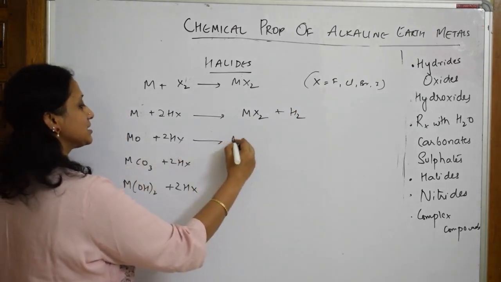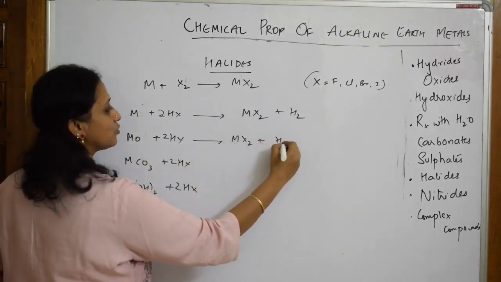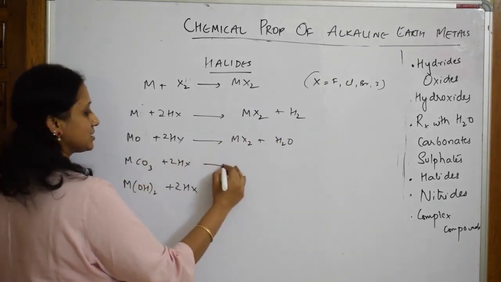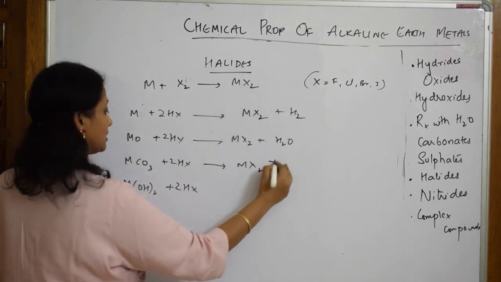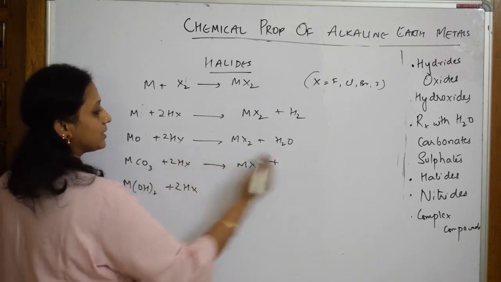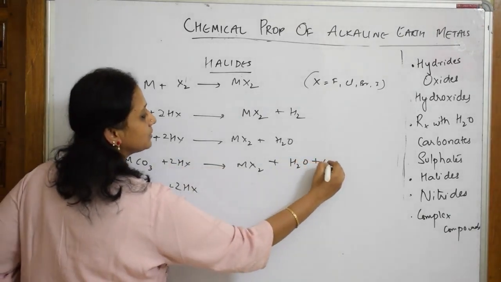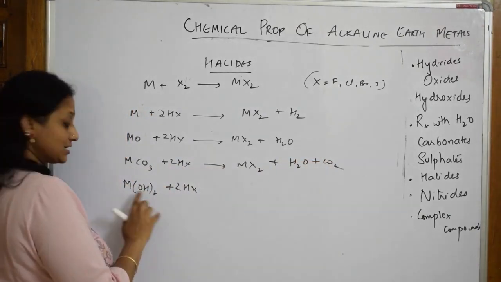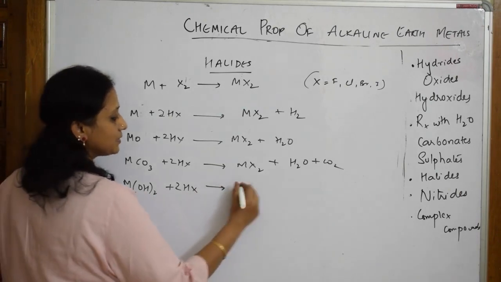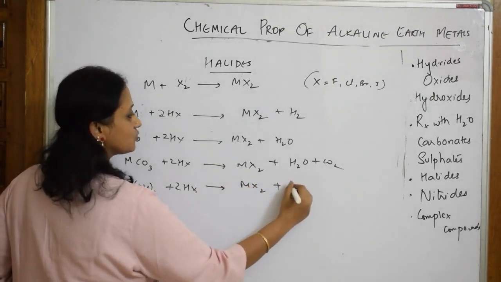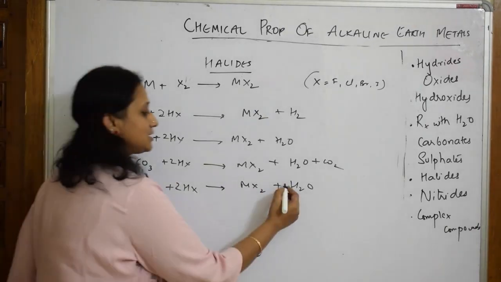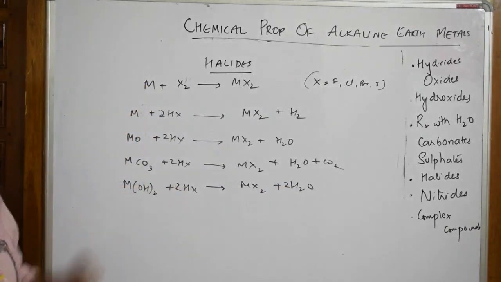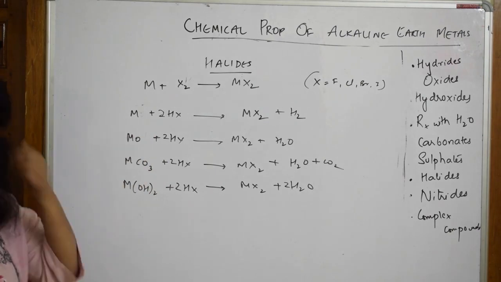In this case, MX2 and water. In this case, it's going to form again the same type of salt, MX2, and what will I be left with? Water and carbon dioxide. Now, in this particular case, again MX2 type, MX2 plus water. There's no carbon dioxide. So, to balance the water, I'll write 2. 2 2s are 4, 2 2s are 4. Right, these are the different types of this.